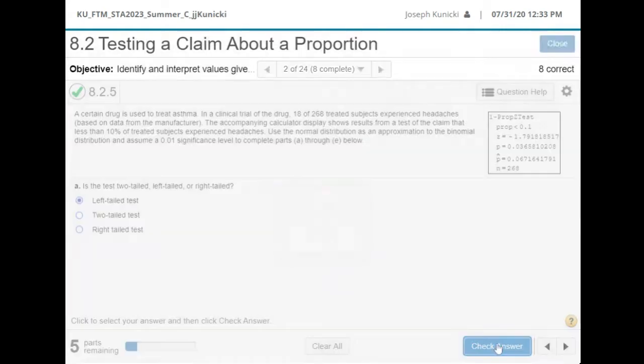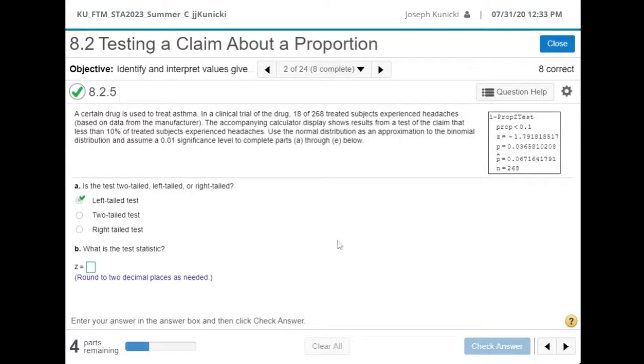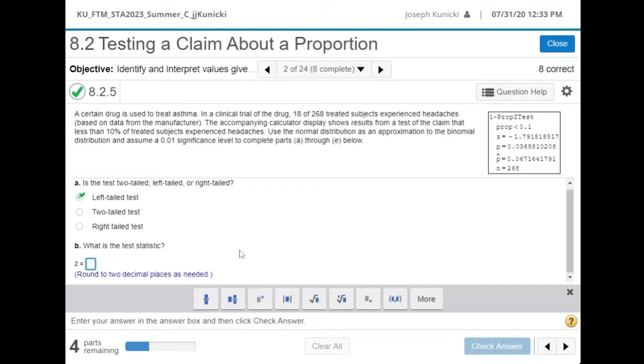Check answer. Okay. So we don't really have to use StatCrunch for this. Everything's right in front of us. The z-test statistic is right there. It's minus 1.79. You see it right there. It's the third row. So negative 1.79.